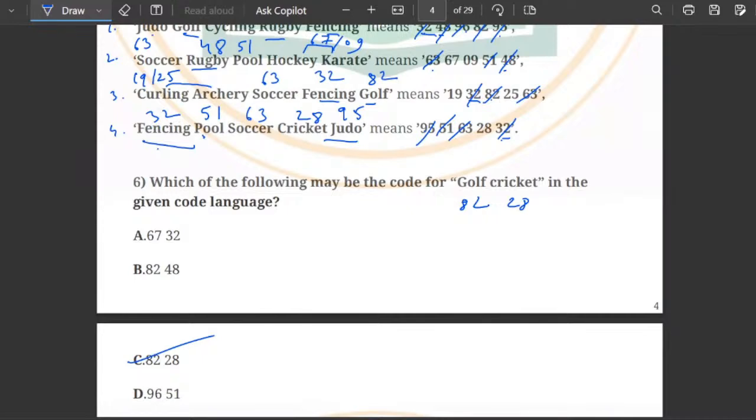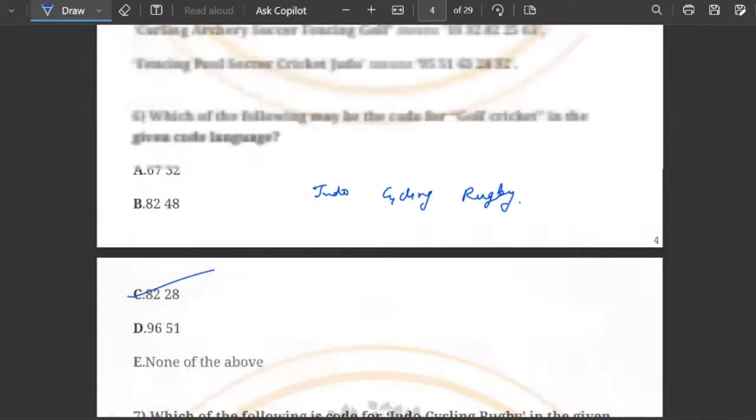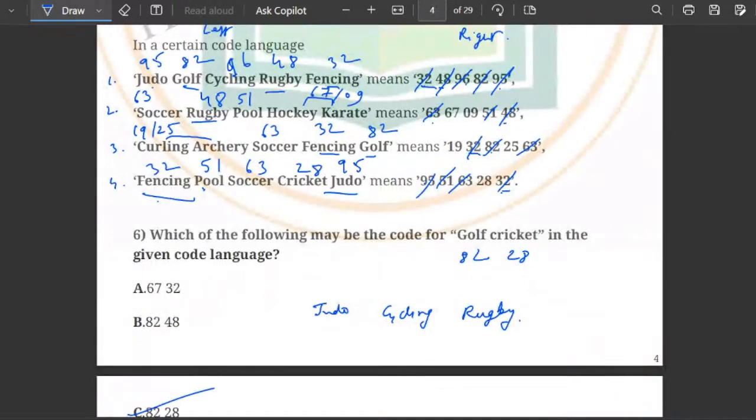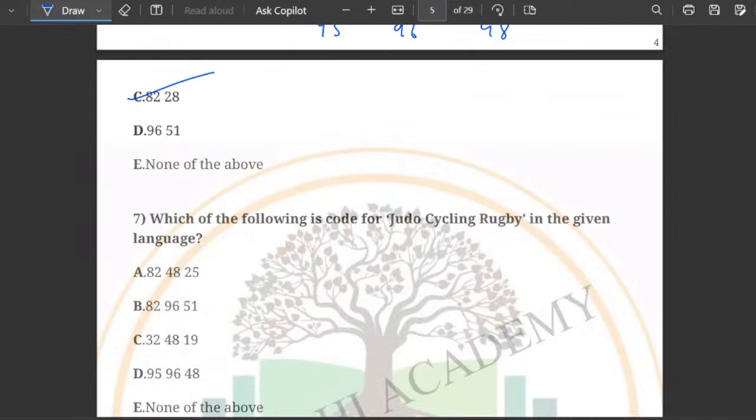Now, next question. Which of the following is the code for judo, cycling, rugby in the language? Let us see. Judo is 95, cycling is 96 and rugby is 48. So basically 95, 96, 48, the combination of these three will be the answer. See, option D. Very simple.